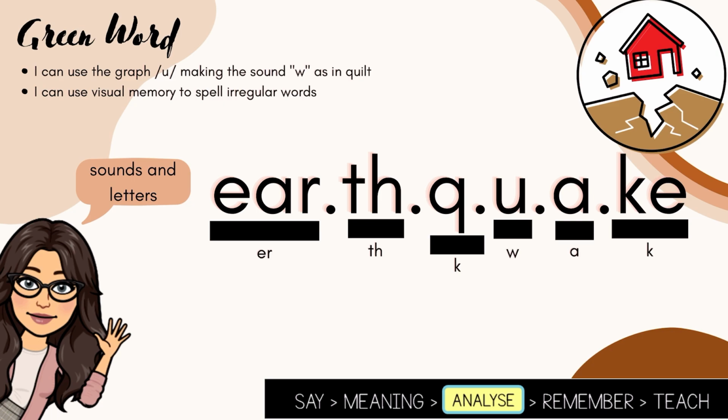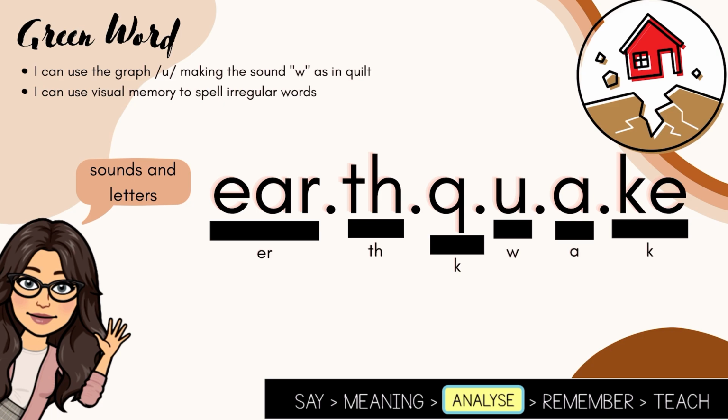In this word, there's probably a lot of things that we need to remember, and we'll get onto that in the next screen. But if we just look at our letters, we have EAR, TH, QUAKE. EAR, TH, QUAKE. Now, if you find it easier to break this word earthquake up into two words and remember it like that, that's another really good strategy.